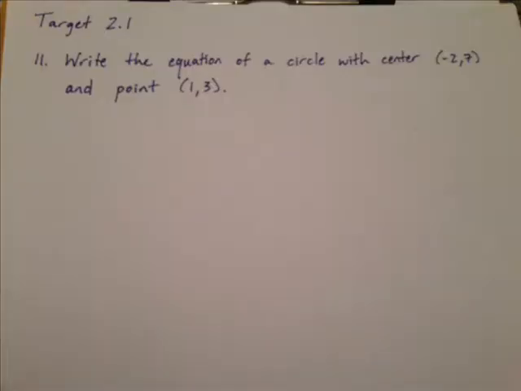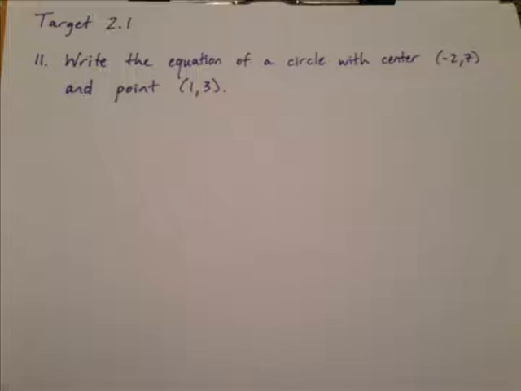Target 2.1 deals with equations of circles, being able to look at an equation and come to some conclusions about where the center and radius would be, and you also have to be able to be given the center and radius and write an equation as well. And occasionally you'll come across some problems that are a little more challenging, where they won't just give you the center or just the radius, and you'll have to do some other calculations. And that's what question 11 is kind of like.